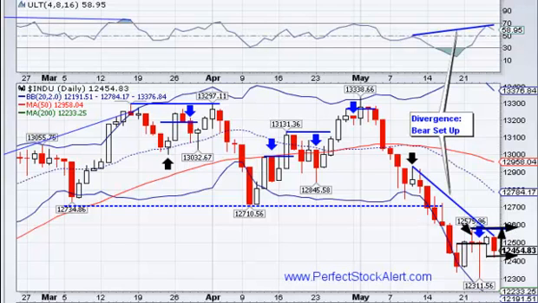So I see the downside potential is very large in this environment. So I don't want to be taking any long positions. However, if you are going short, you want to trade it smart.